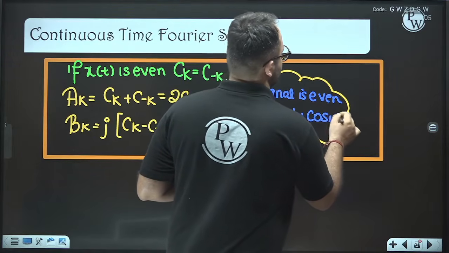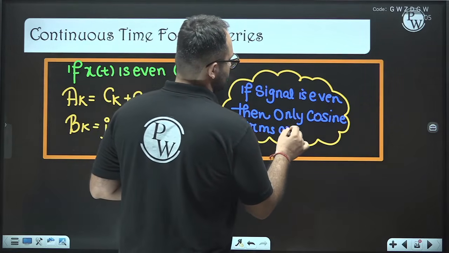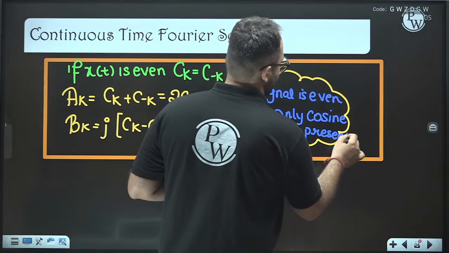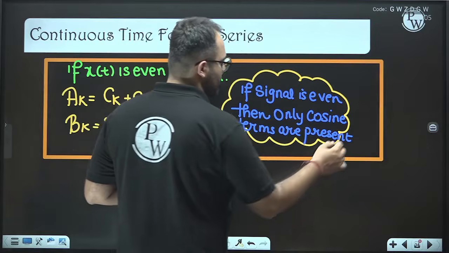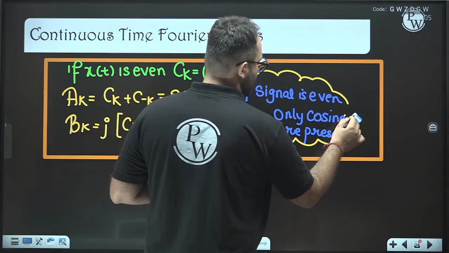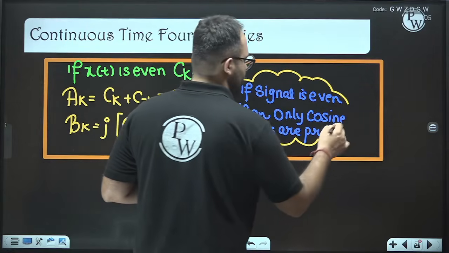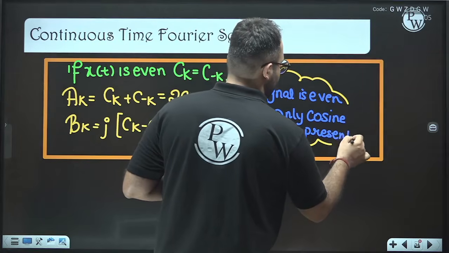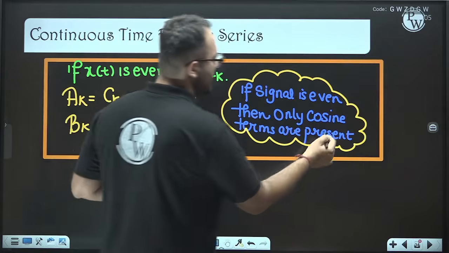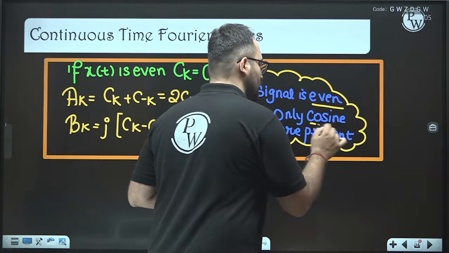Only cosine terms are present. Sine terms are absent. Okay, in the even signal, only cosine terms are present. So only remember this: even signal, cosine terms.